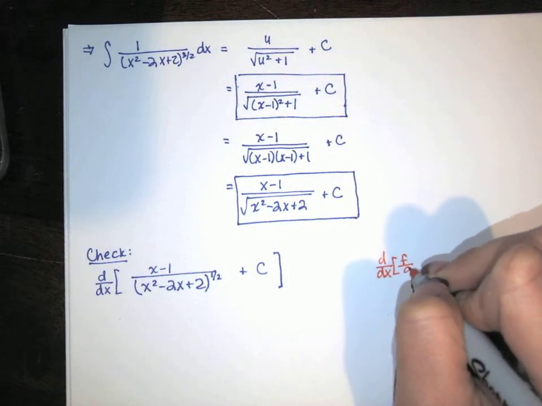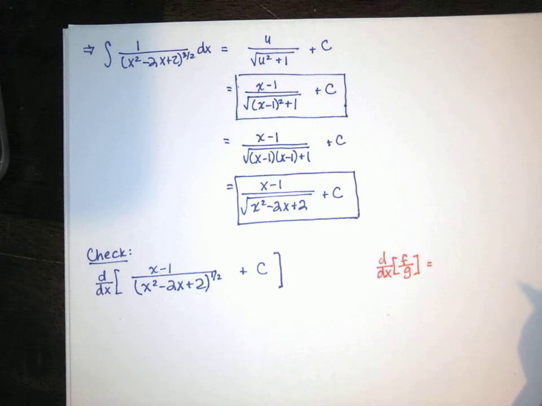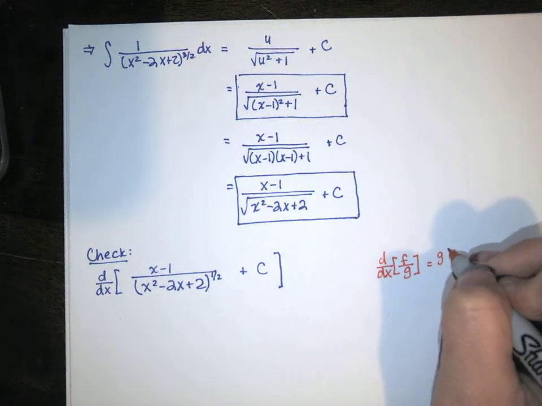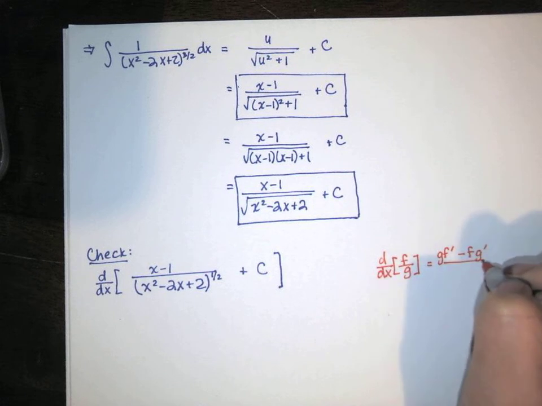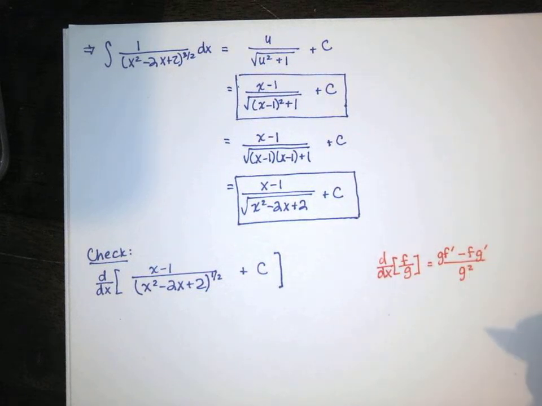It's the quotient rule. Derivative of f over g is g times f prime minus f times g prime over g squared. Now I said it that way because that's a very nice professional way to say it. But that's not really what I was thinking.